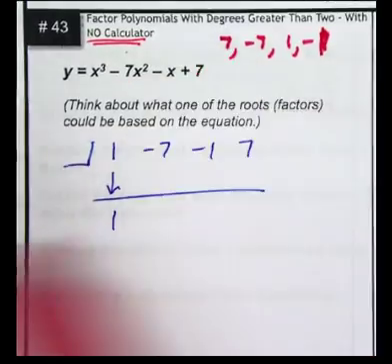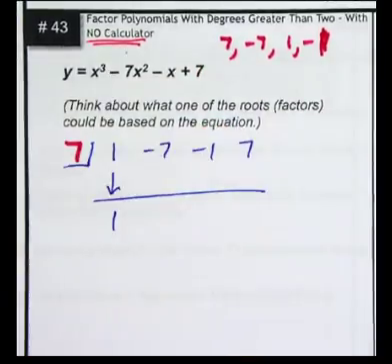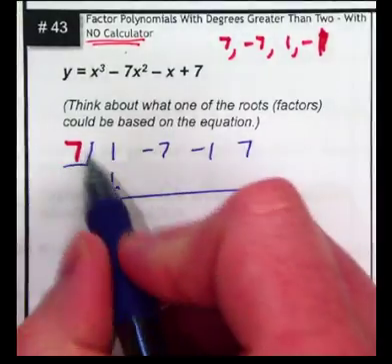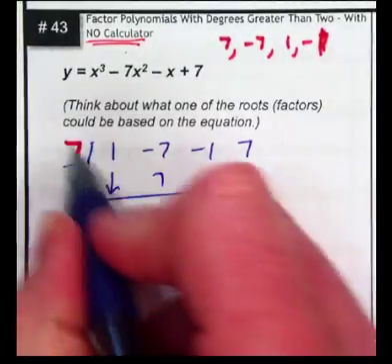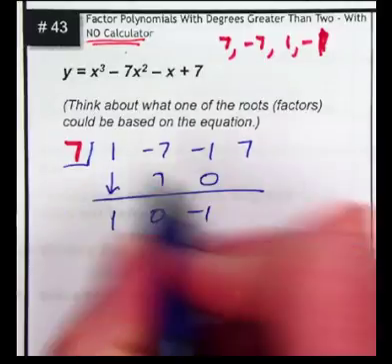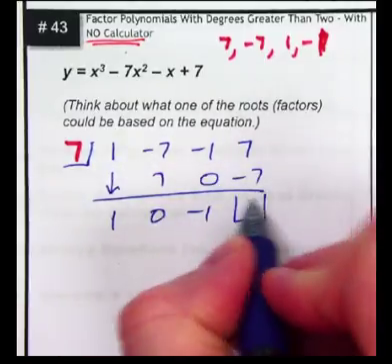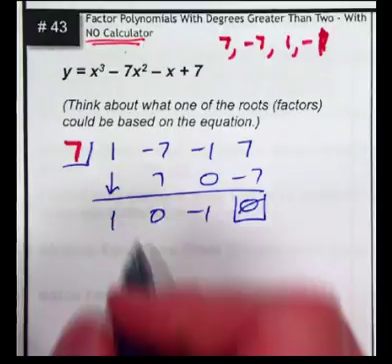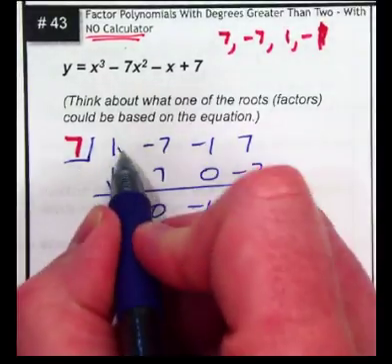So I'll just take 7 because that was a choice. I'm going to pick 7 and just hope for the best. So then I bring down the 1, 7 times 1 is 7, add, I get 0. 7 times 0 is 0, add, I get -1. 7 times that is -7, and in my remainder box I have 0. So that means this was an x cubed question.